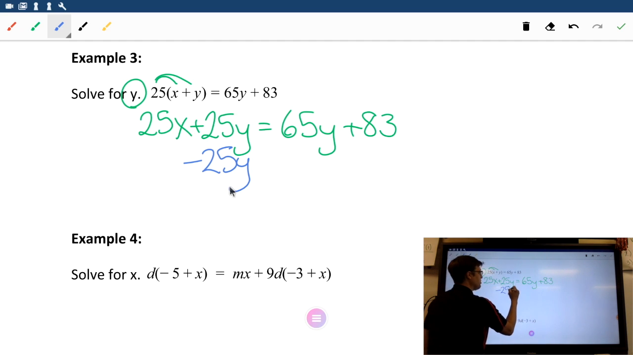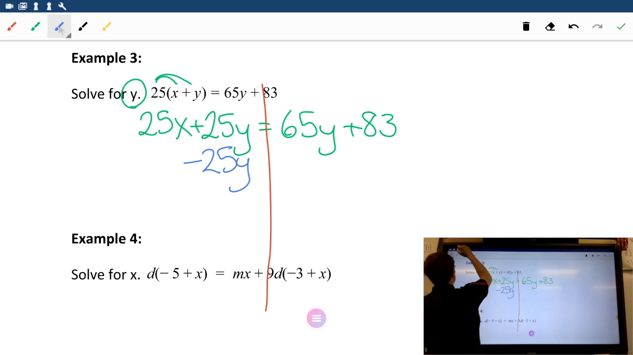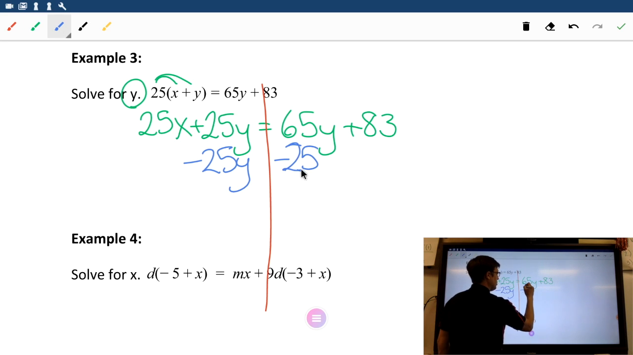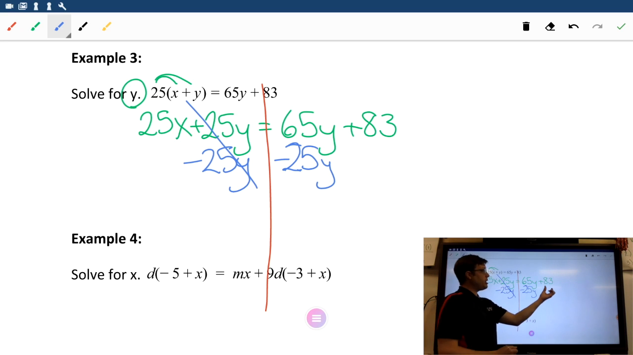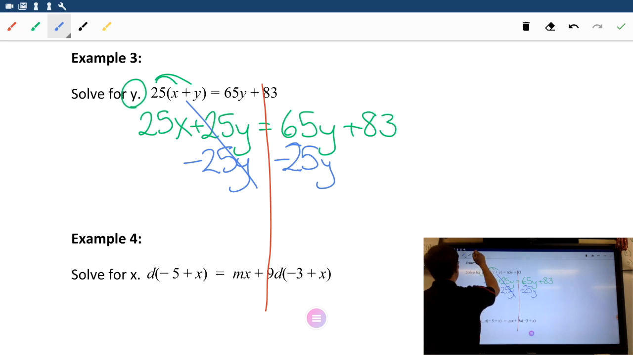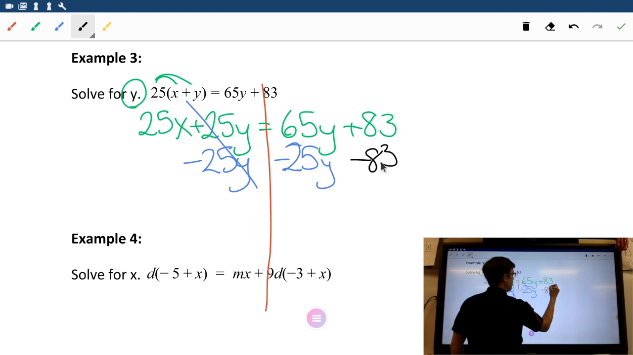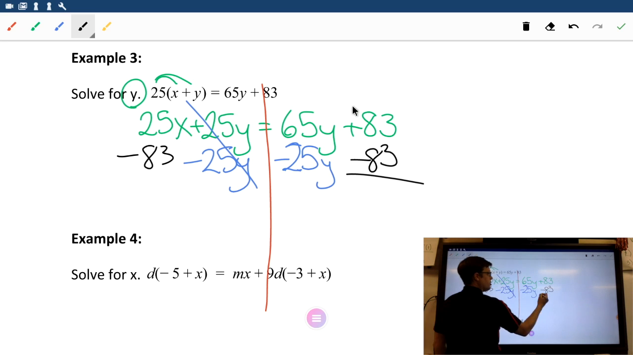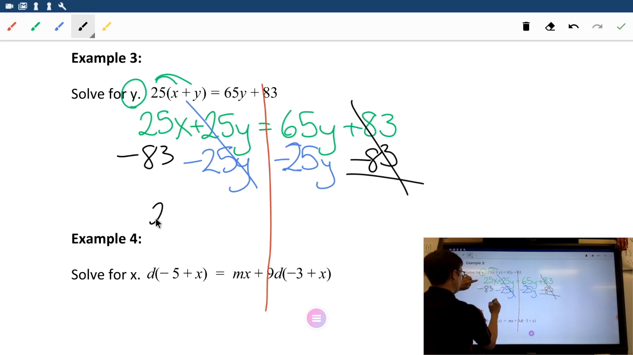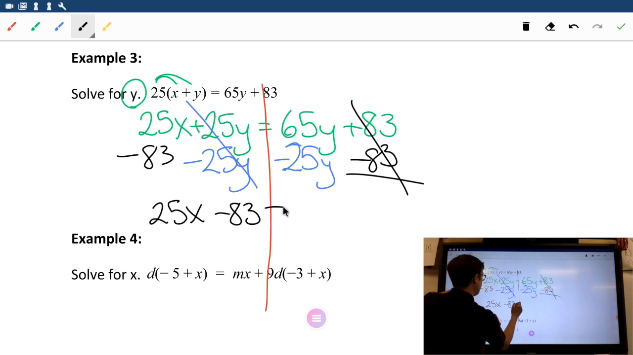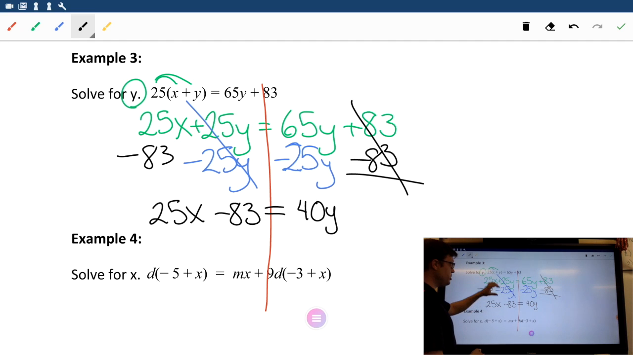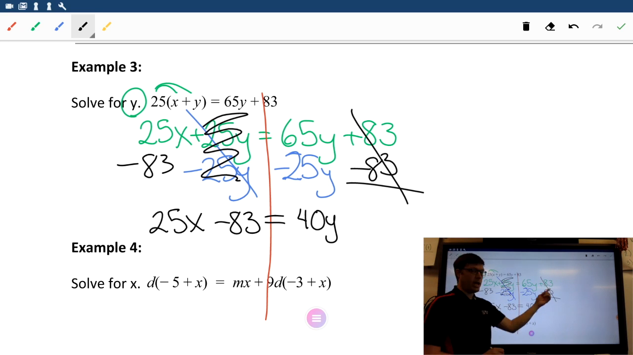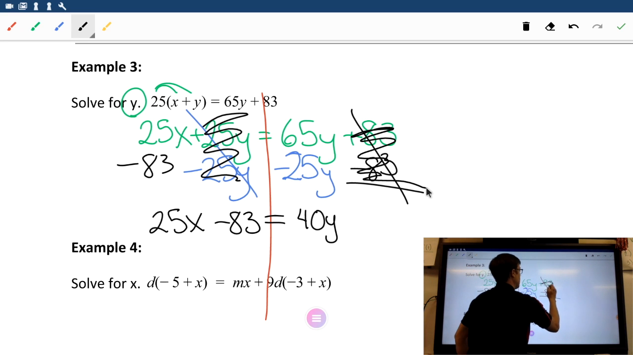So if I subtract both sides by 25y, that would move this y from the left to the right. And I should also get rid of the 83. I can do it all in the same step. So let's use black. Minus 83, minus 83. Right here, those cancel. 83 minus 83 is 0. And if I rewrite at this level, I'd have 25x minus 83 equals 40y. Remember, there's no more y's on the left side of the equation because I canceled them out. They're gone. There's no more 83 over here because I subtracted it. I did the opposite operation, so it's gone.